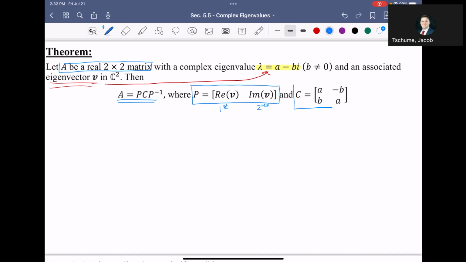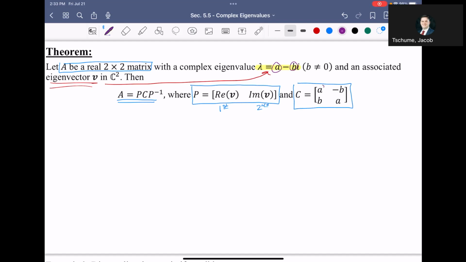Then you can find your C matrix by taking the A and the B value that you find in your lambda. So this A and this B, whatever those two numbers are, not looking at the negative there, this is how you create your C matrix.